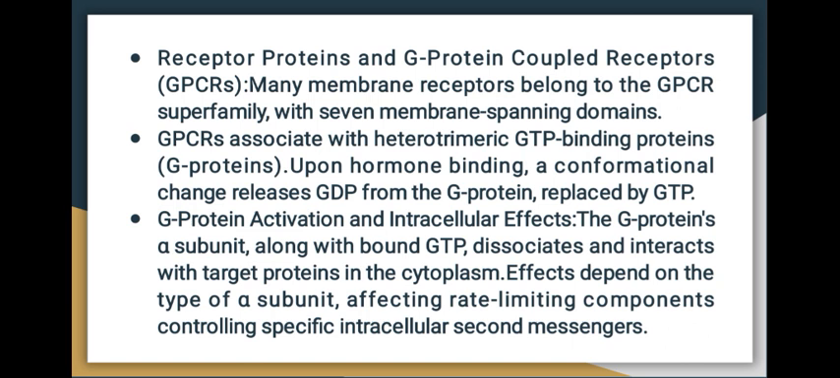Receptor proteins and G protein coupled receptors. Many membrane receptors belong to the GPCR superfamily with 7 membrane spanning domains. GPCRs are associated with heterotrimeric GTP binding proteins. Upon hormone binding, a conformational change releases GDP from the G protein, replaced by GTP. In the common GPCR mechanism, the G protein's alpha subunit, along with bound GTP, dissociates and interacts with a target protein in the cytoplasm. Effects depend on the type of alpha subunit, affecting rate limiting components controlling specific intracellular second messengers.